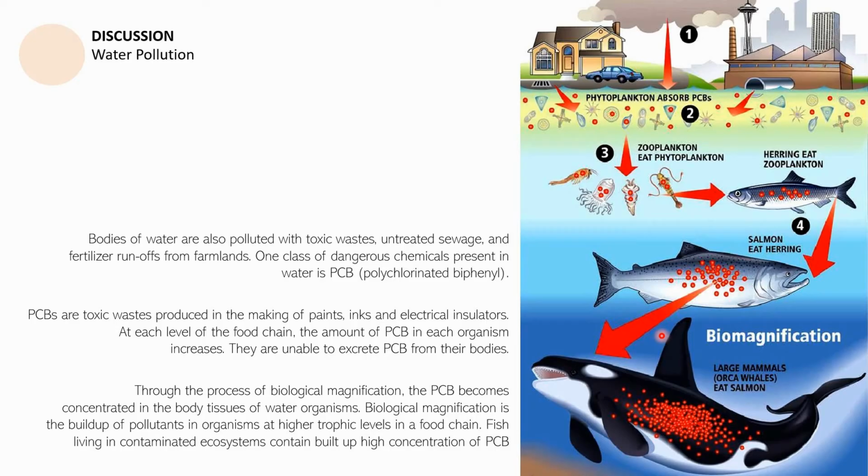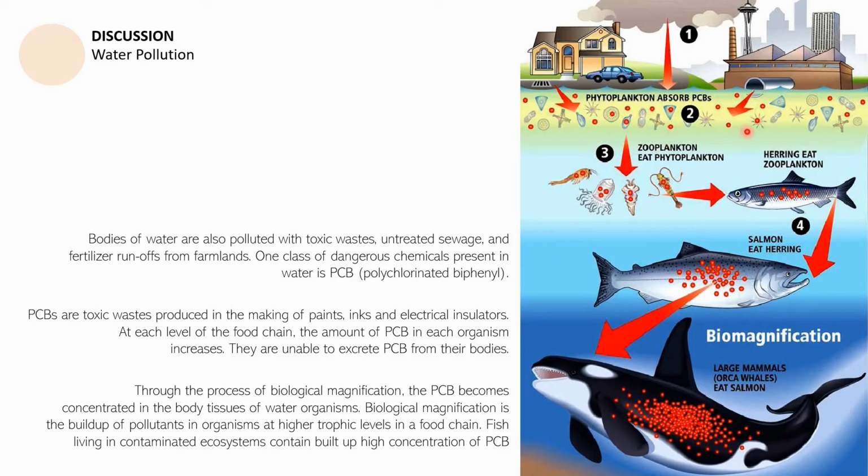The second one is biological magnification. Again, the second one is biological magnification. The bodies of water are also polluted by different toxic wastes. Okay, so untreated sewage and fertilizer runoff from farmlands, yung mga na-discuss din natin kanina. They can go, of course, to bodies of water. Again, how? Through precipitation. Kapag umulan dito sa taas, yung tubig, of course, maghahanap yan ng lowland. So, pupunta siya, madedeposit siya sa bodies of water. Among them are chemicals, dangerous chemicals like polychlorinated biphenyl.